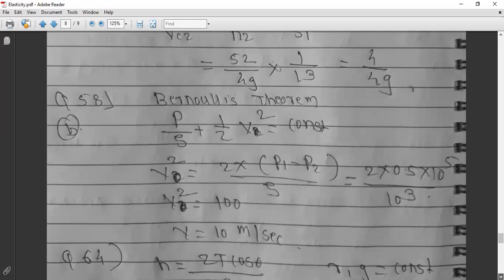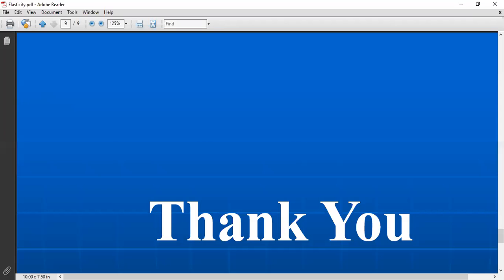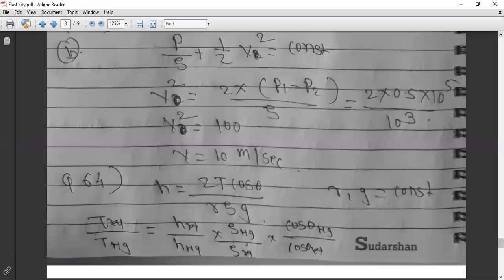Next one, question number 64. Water rises to the height of 10 centimeter in the capillary tube and mercury falls to the depth 3.5 centimeter. The density of mercury is given 13.6, the density of water is 1, and the angle of contact for mercury is 135 degree, for water is 0 degree. Then find the ratio of their surface tension.